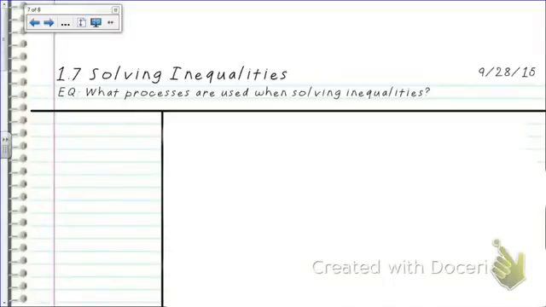So for the last lesson for Unit 1, we're going to be solving inequalities. Your essential question is, what processes are used when solving inequalities? And just as a reminder, I have now started weaning you off, so I'm expecting that you're doing your questions and your summary on your own.